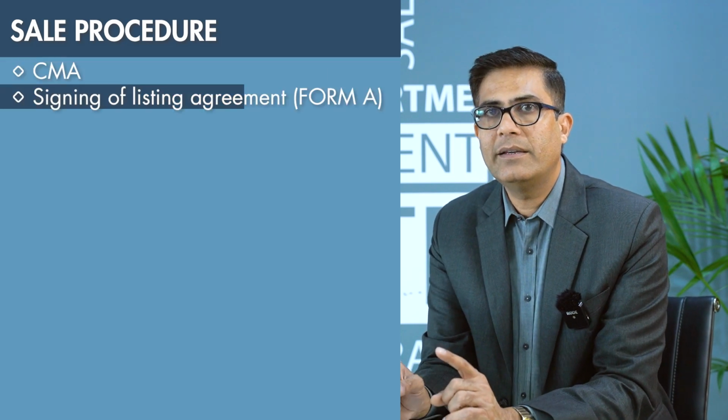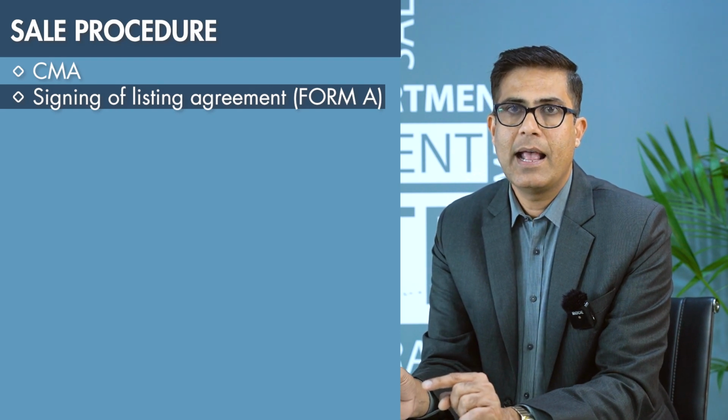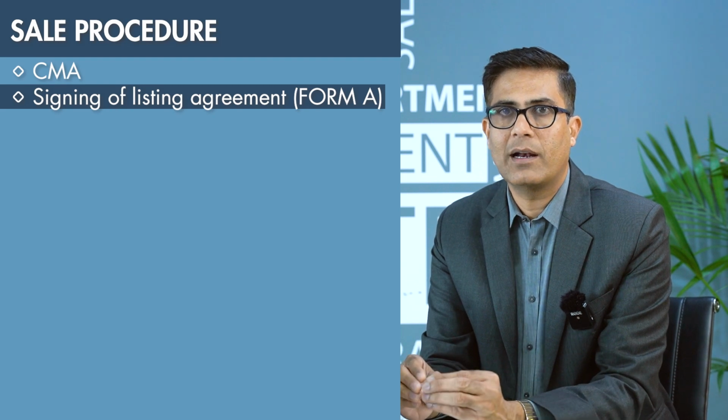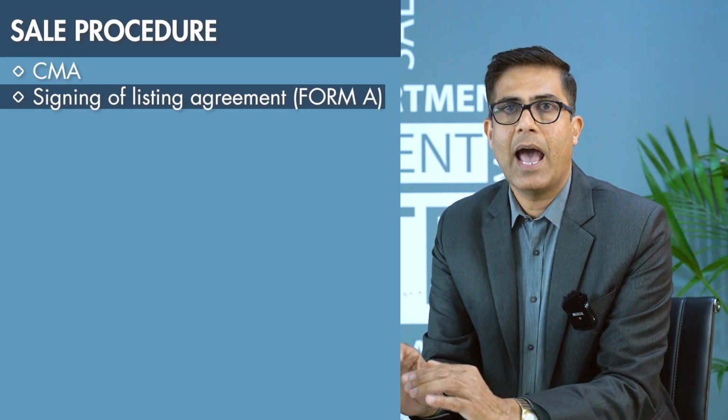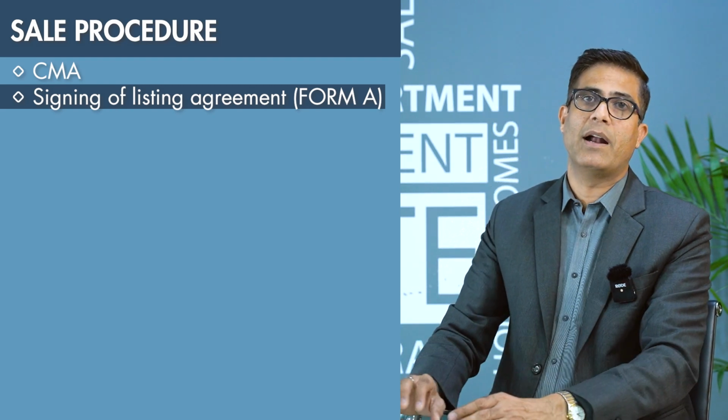So once you have done the CMA, you inform the owner that this is the market price. And if the owner agrees, then you need the owner's permission to list the property. See, in Dubai, you are not allowed to list a property unless you have written permission from the owner. Now, how do you get the written permission? There is a Form A, which is also called the listing agreement. So you get the documents from the owner, like the title deed and Emirates ID, and then you create this form. It is done online through Dubai REST, which is the application of the land department.